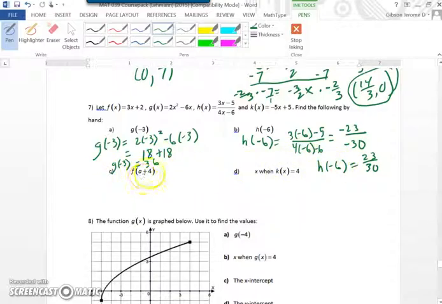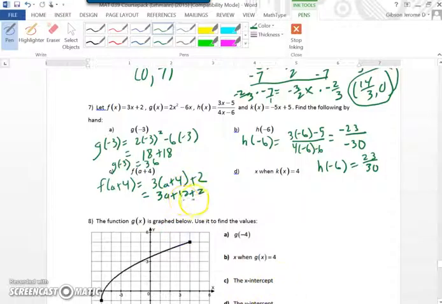Now we go here to C, f of a plus 4. So we would substitute in a plus 4 wherever x is. So we have f of a plus 4 is equal to 3 times a plus 4 plus 2. So we will use the distributive property here. It'd be 3a plus 12 plus 2.